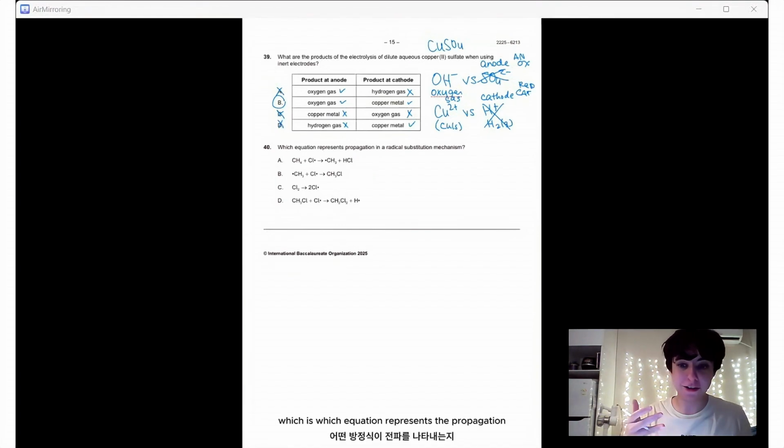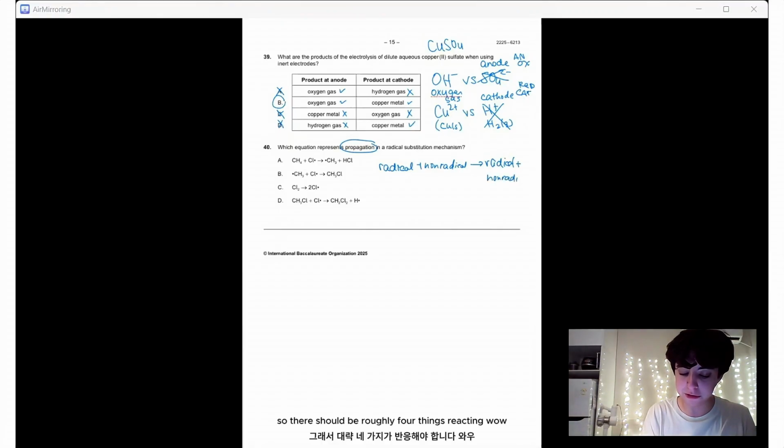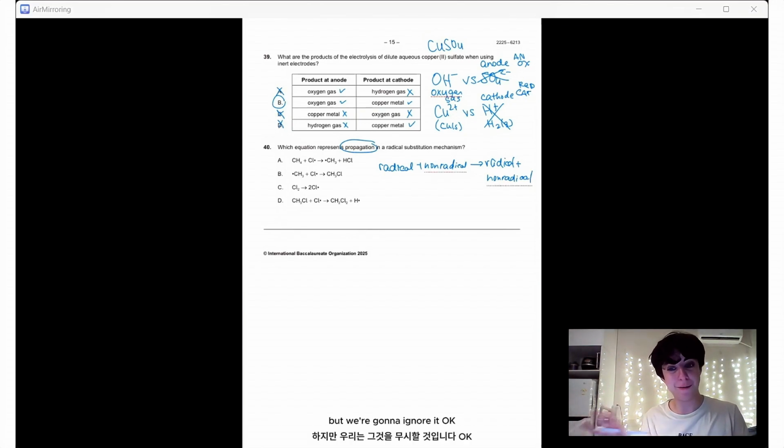Okay, and finally, last but not least, we have question number 40, which asks which equation represents the propagation step in a radical substitution mechanism. The big thing you should notice here is that it is a propagation step. Propagation steps always have a radical reacting with a non-radical to produce another radical and another non-radical. So there should be roughly four things reacting.